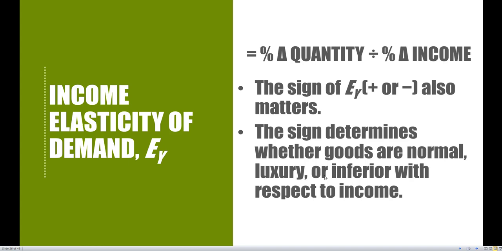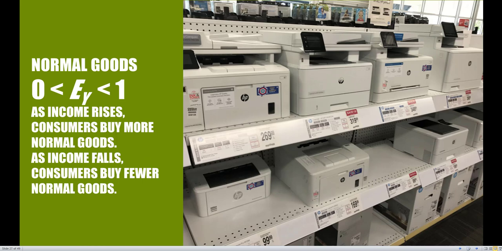So what happens if we get an income elasticity that is positive but less than 1, so a fraction, in between 0 and 1? We consider these to be normal goods. As income rises, consumers are going to buy more of these normal goods, and vice versa. As income falls, you're going to buy fewer of these normal goods. So the vast majority of items that we purchase on an everyday basis, we can consider to be normal goods. But specifically, if it's a positive income elasticity but in between 0 and 1, so essentially a decimal or a fraction, we will consider it to be a normal good.